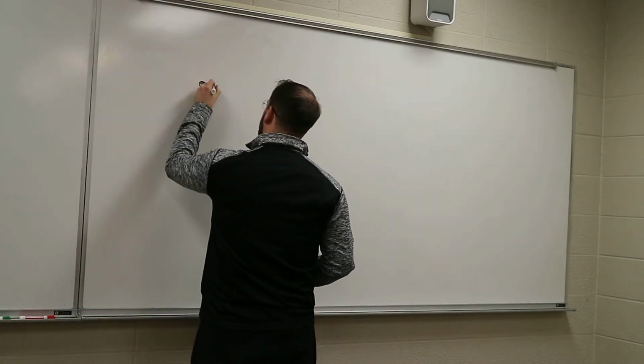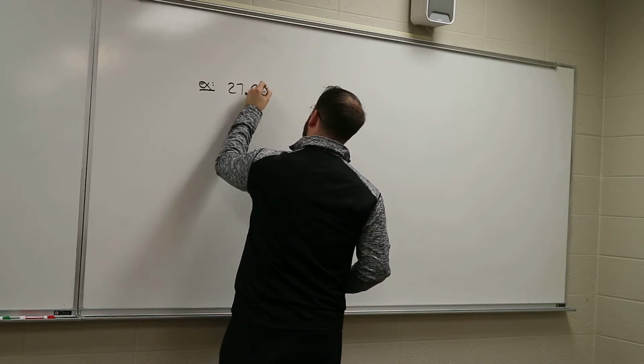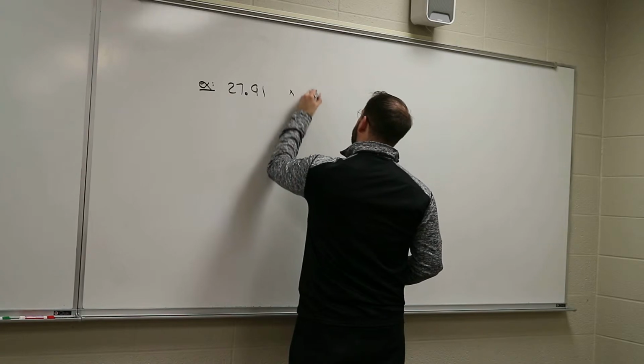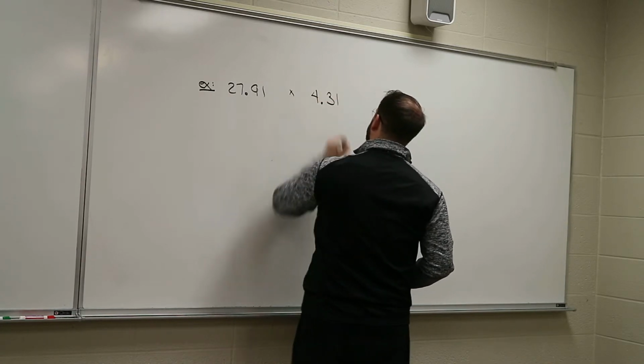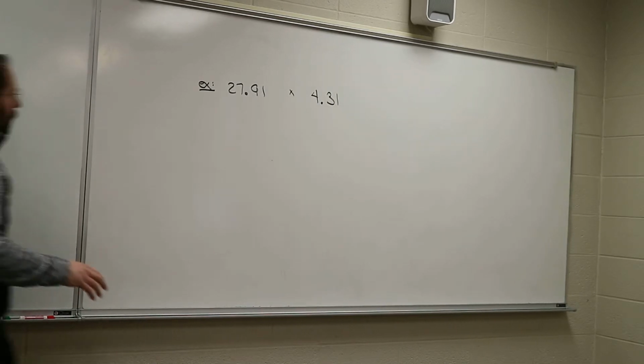Okay. So let's talk about the lattice methods. Now, this is my second to last problem here, so we're gonna do lattice. So here's my example. We're gonna go 27.91, and we're gonna multiply by 4.31. That'll work. Let's do that. Okay? So we're gonna do lattice method now.